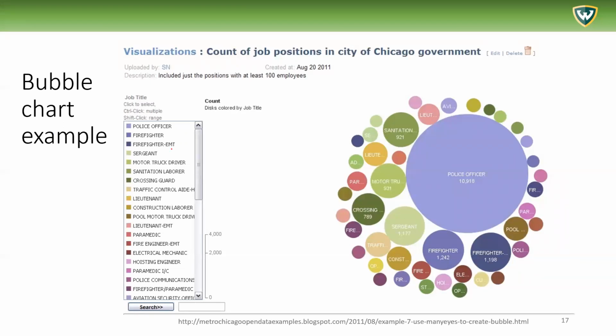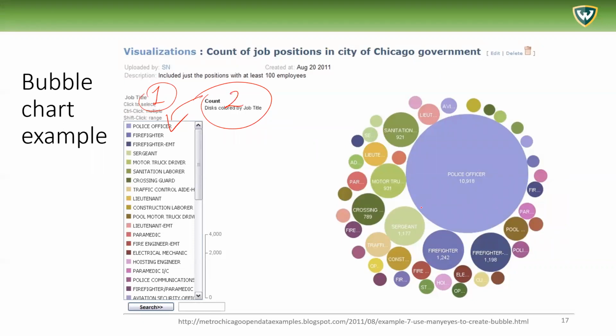An example is the bubble chart. So there's another kind of nominal comparison or categorical comparison. As far as I can tell, there's two variables. One variable is the job title, and each job title has a different color, but it's just one variable. And then the other variable is count. Count of job positions in city of Chicago government.